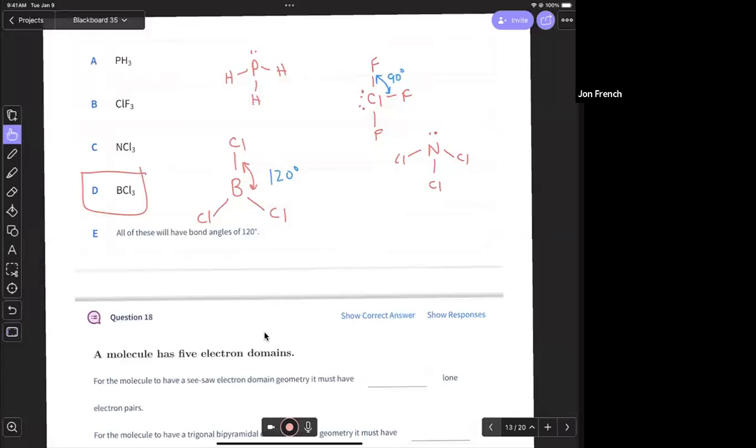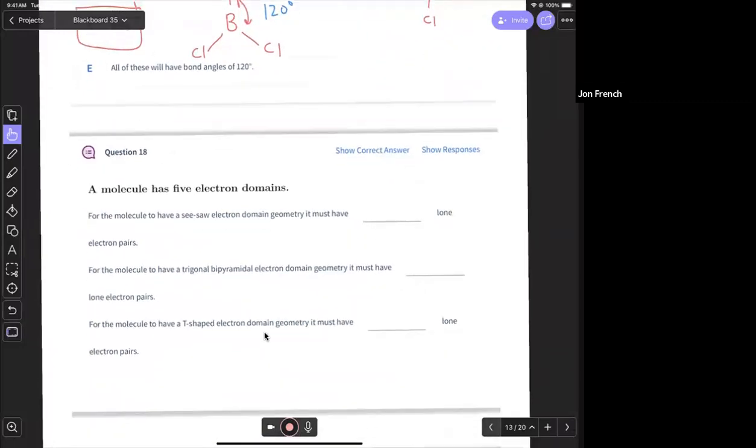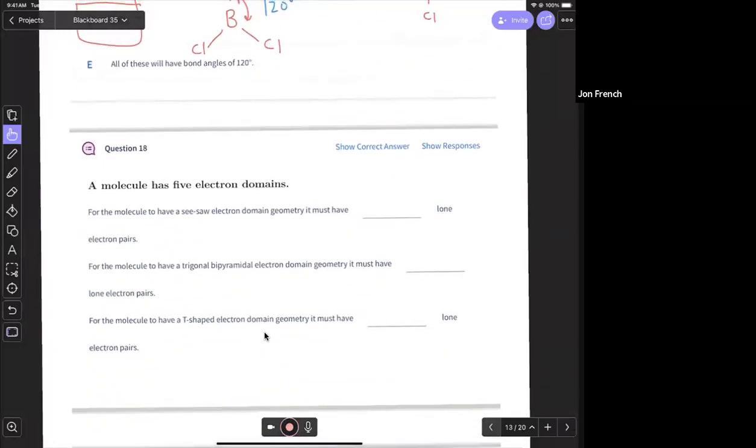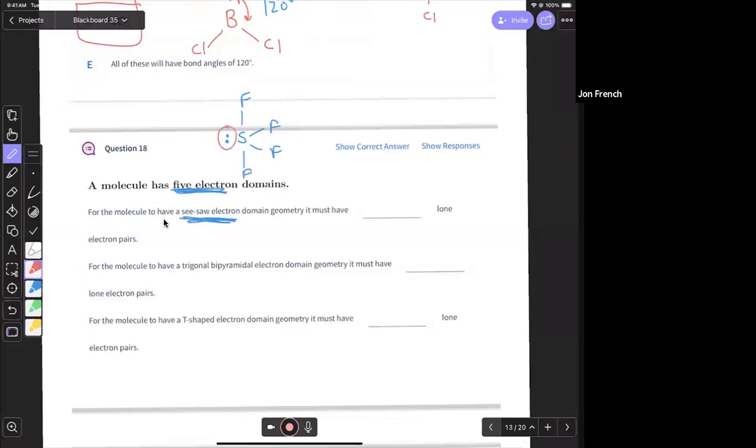All right, Aaron, I guess we can. For the molecule to have seesaw electron, oh, okay. So the sulfur tetrafluoride would be a good example of this, right? Sulfur tetrafluoride is seesaw molecular geometry, but it has 5 total electron domains. So we've got 5 electron domains. For the molecule to have seesaw molecular geometry, it basically needs to have 1 lone pair.